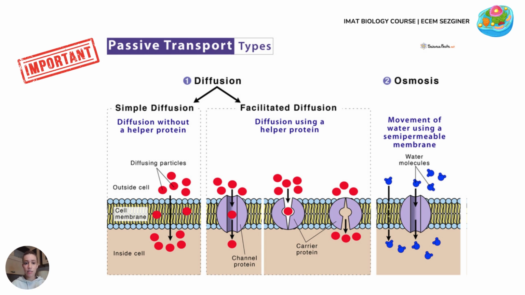So we can say that simple diffusion, facilitated diffusion, and osmosis are all types of passive transport. And as you can see in this image, simple diffusion happens without any helper protein through the cell membrane. When we say facilitated diffusion, we mean that there is a channel or carrier protein that helps with this transport. It actually allows the material to pass. And osmosis is specific to water molecules. It's the movement of water through a semi-permeable membrane, which we are going to cover later.